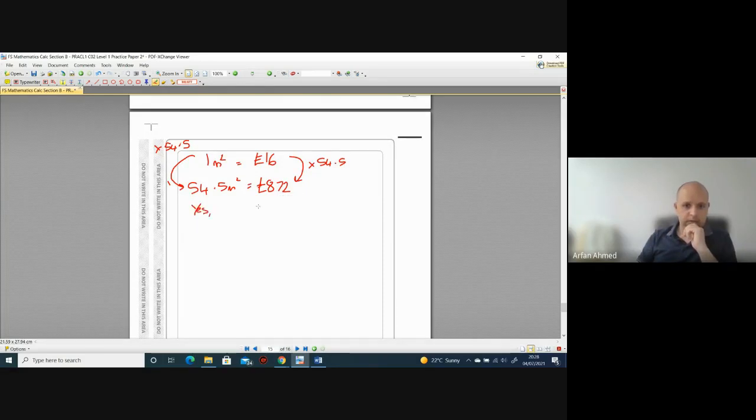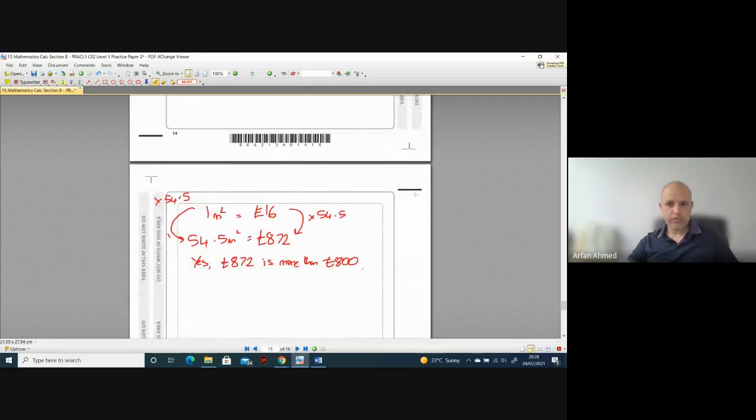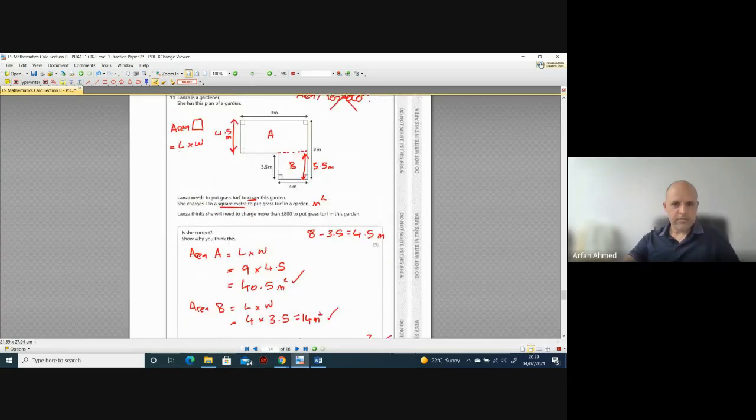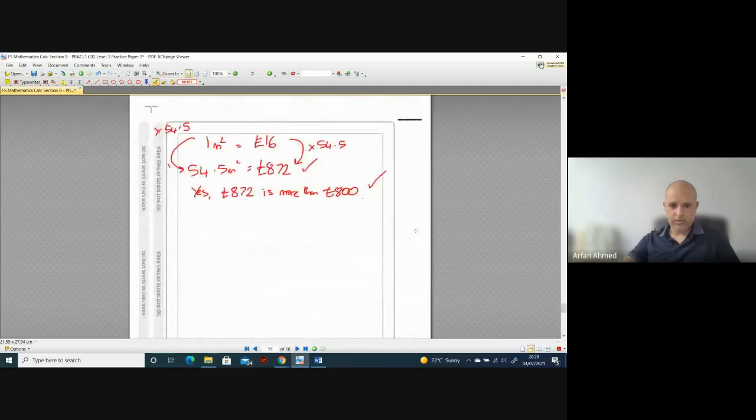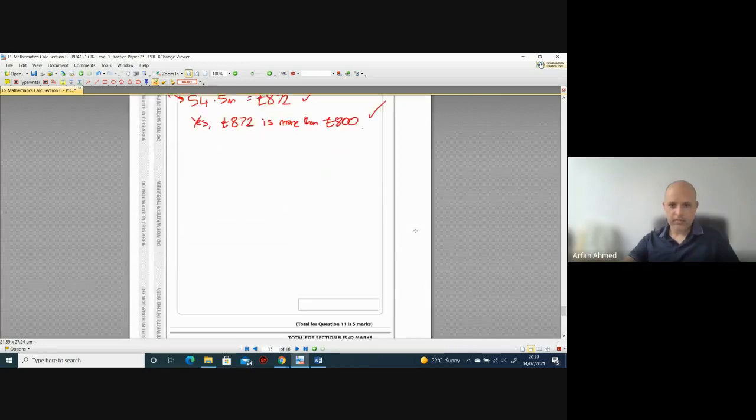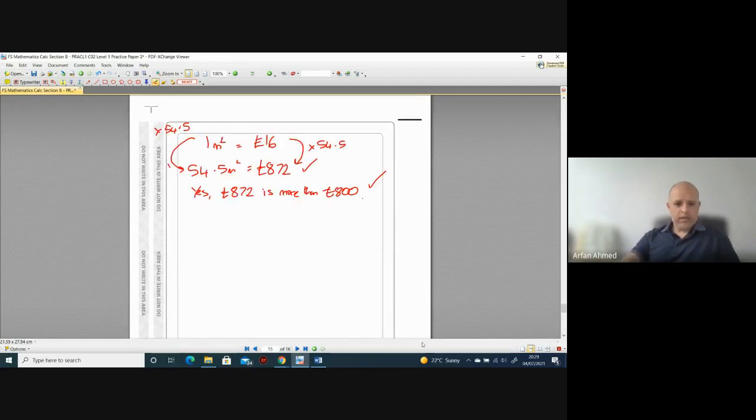Yes, 872 is more than £800, or something along those lines. So what was that? 1, 2, 3. There's your 4th mark for showing that, and there's your 5th mark for answering the question. There's your 5 marks. Done. That's the paper done.